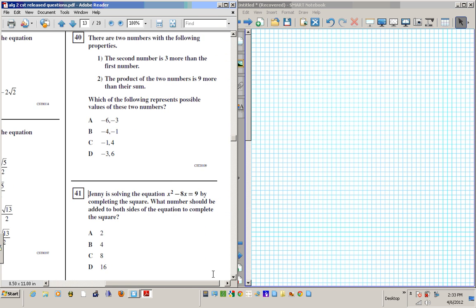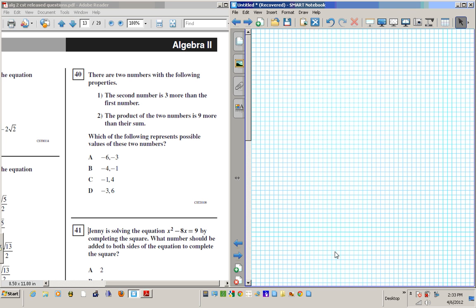So for question 40, it says there are two numbers with the following properties. The second number is 3 more than the first number. The product of the two numbers is 9 more than their sum. Which of the following represents possible values of these two numbers?